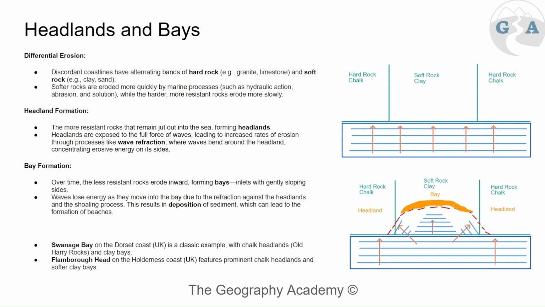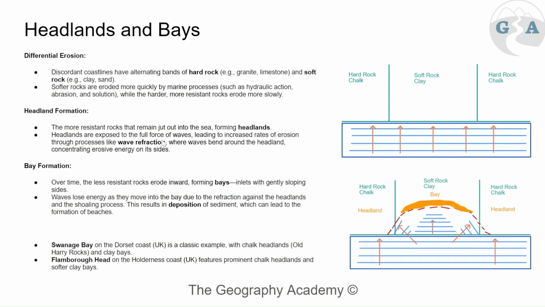As they're moving in, they lose energy on the refraction around the headland, and they carry sediment in and deposit it at the back of the bay. So as you can see, it's a step-by-step process, dividing it up into 3 different stages, explaining the geology, then talking about the different processes, and then going on to mention the deposition and the bay formation in the last section. Always giving an example, so there are 2 at the bottom for you. It's a good habit to get into, just have examples in each area.